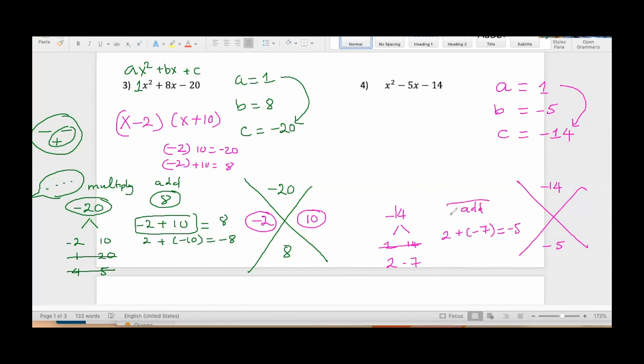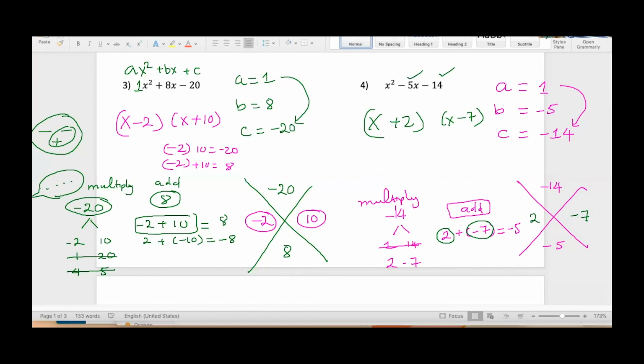Add and multiply. So what is your answer right here? To get to -5, we need the factors 2 and -7. Okay, there you have it. So my answer will be x plus 2, x minus 7. Why? 2 times -7 is -14, ding. 2 plus -7 gives you -5, ding.